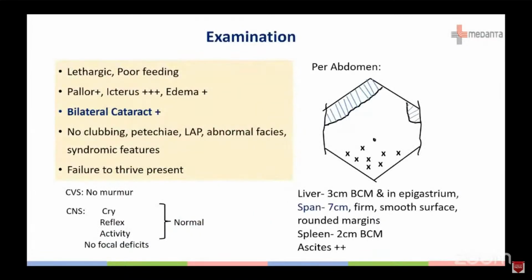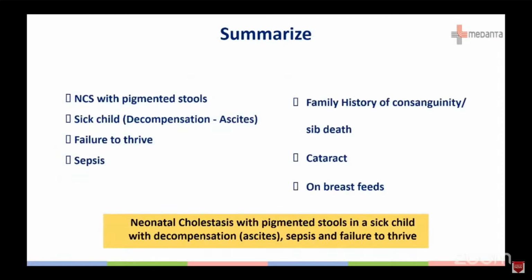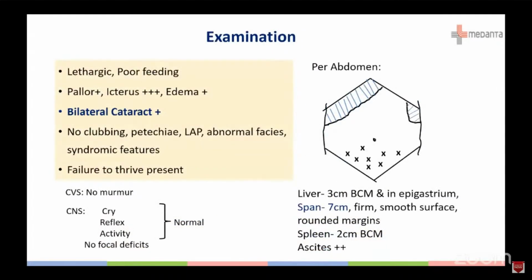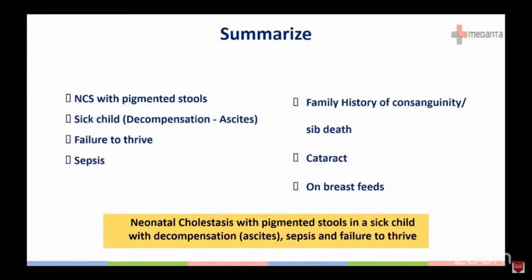And on examination, we got a 3 centimeter liver below right costal margin with a span of 7 centimeter, with a spleen of 2 centimeter below left costal margin, along with ascites. There were no dysmorphic features in our case. And on eye examination, we got bilateral cataract. So to summarize, this is a case of neonatal cholestasis with pigmented stools. It is a sick child with failure to thrive, with features of sepsis, with family history of consanguinity or sibling death, with cataract, and the child is on breastfeeding.